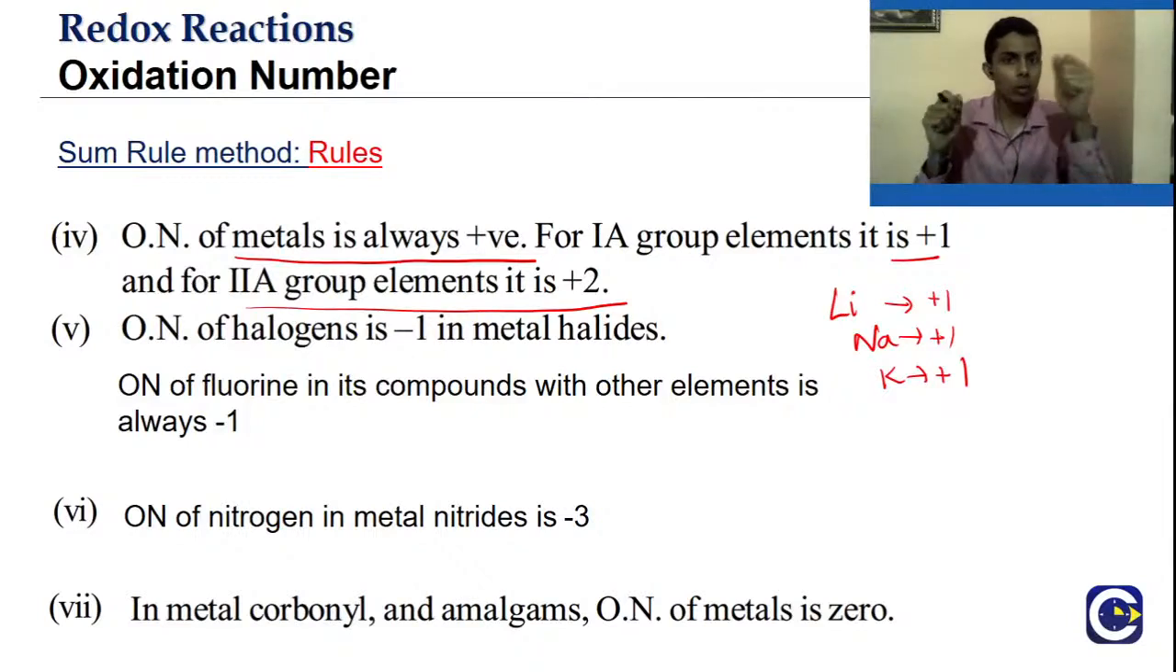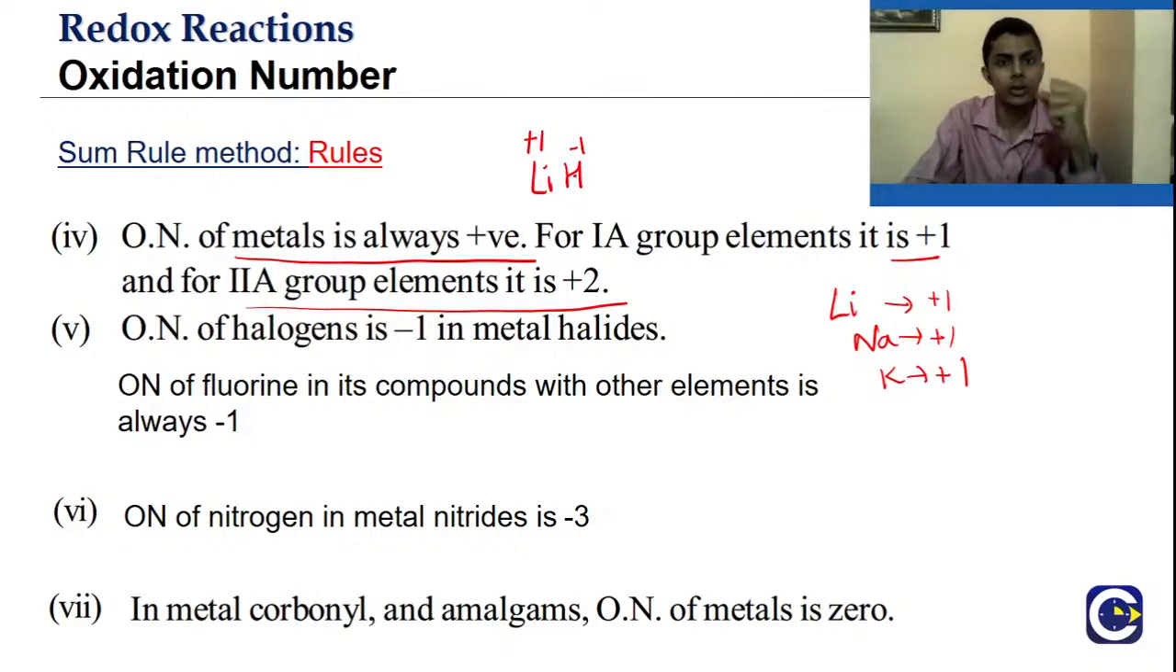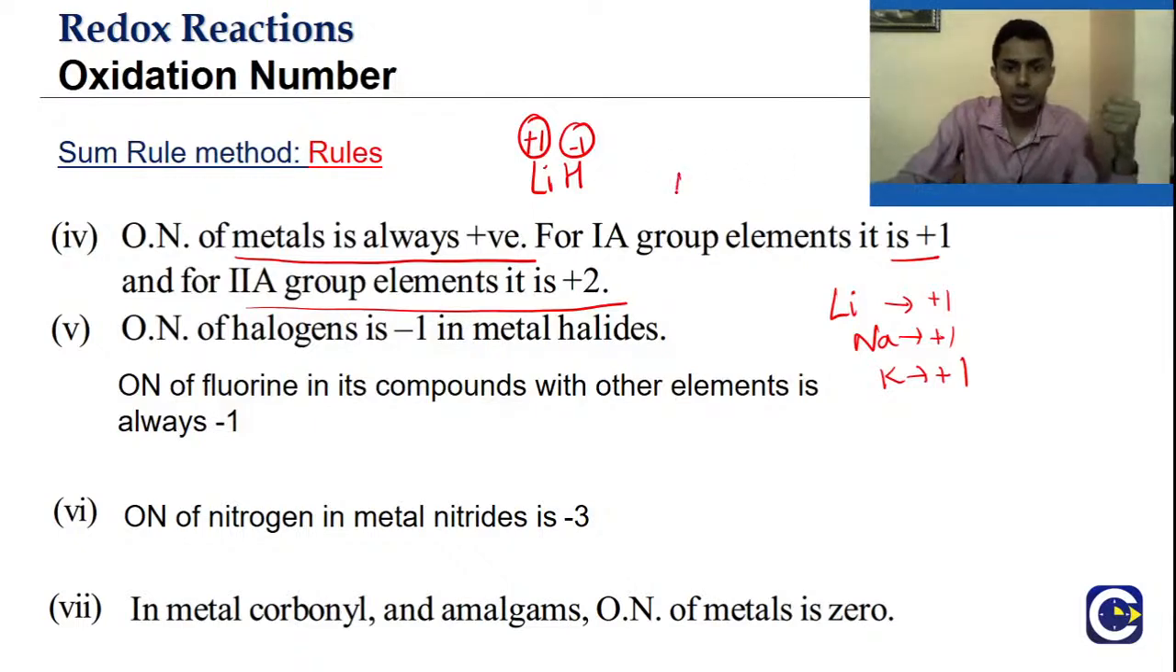So now if there is a competition between a 1A element and hydrogen, one example is lithium hydride. Then hydrogen will get -1 and the 1A element will get +1. Got it? Because the 1A element is electropositive, it will get a notional charge of +1 and hydrogen will get a notional charge of -1. Similarly, competition between magnesium and hydrogen, magnesium hydride maybe. Again hydrogen will get -1, magnesium will get +1.